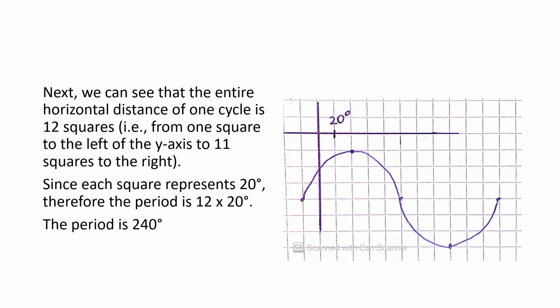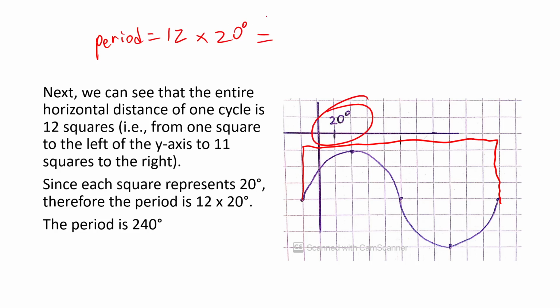Now, the entire horizontal distance of one cycle is going to be 12 squares. So what we see here is from the start of the cycle all the way to the end of the cycle, it's 12 squares. You might be tempted to say the period is equal to 12, but remember we have to multiply by the index, which is 20 degrees, to say that the period's really 240 degrees.